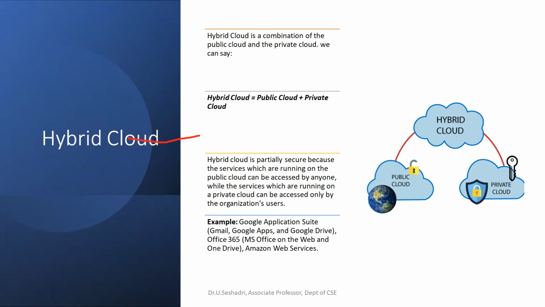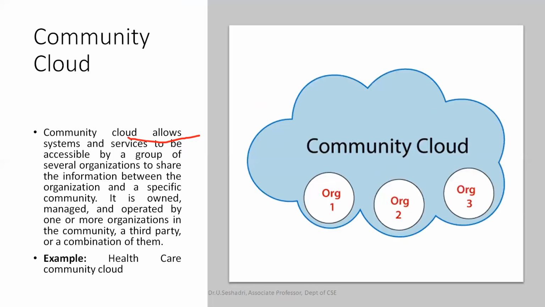The examples for the hybrid cloud are Google Apps, Gmail, Google Drive, Office 365. Those are some of the examples for hybrid cloud computing.